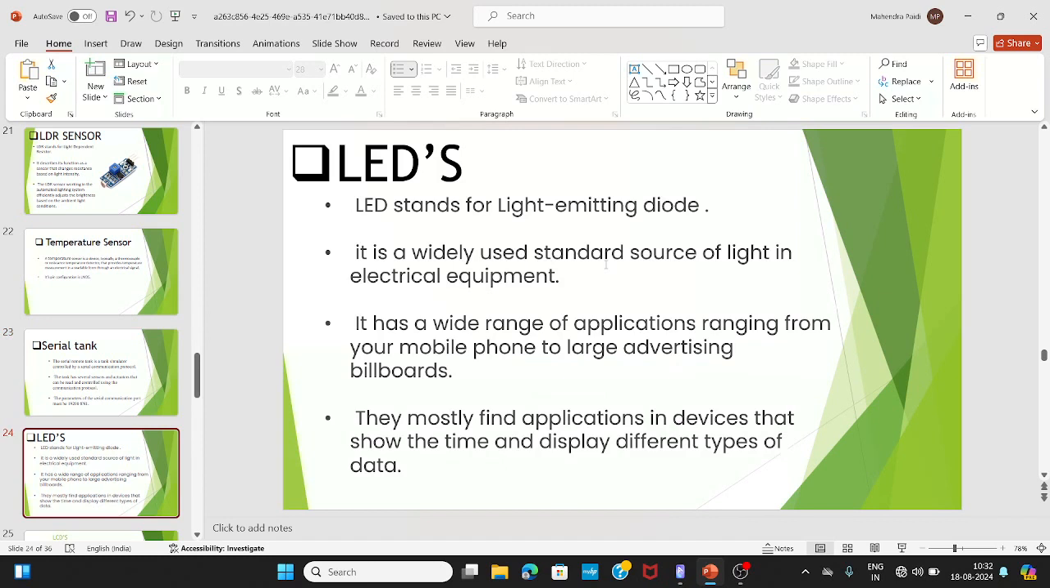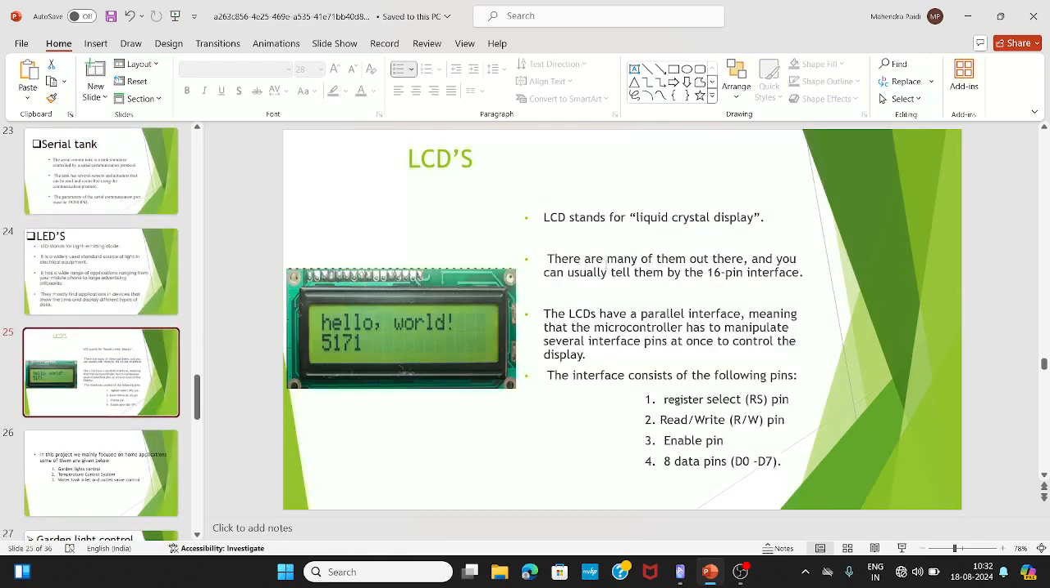LED. LED stands for light emitting diode. It is a widely used standard source of light in electrical equipment. It has a wide range of applications ranging from your mobile phone to large advertising billboards.